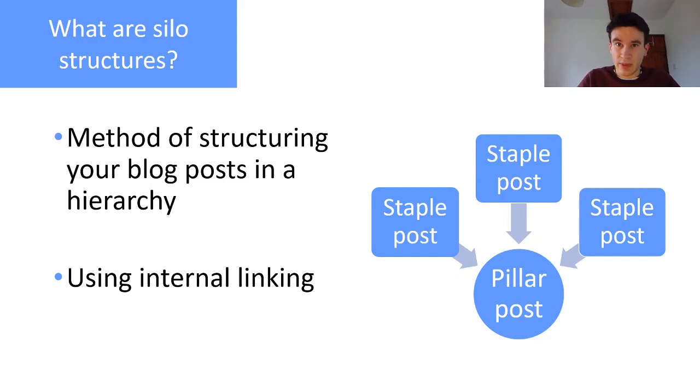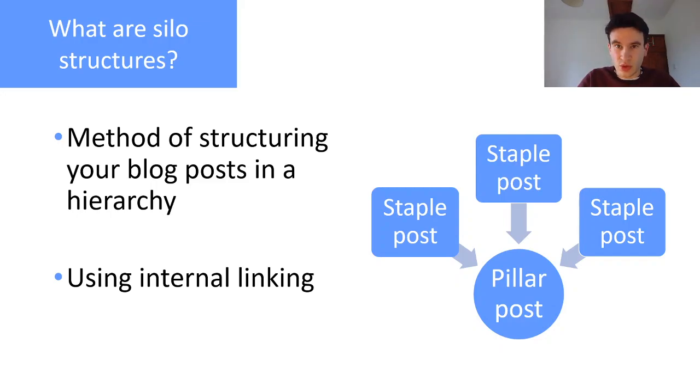Firstly, I'll talk a little bit about what content silo structures are. Content silos are essentially a method of structuring your blog posts in a hierarchy using internal linking. Internal linking is simply linking from one blog post you have to another one of your blog posts. It's not linking out to another website, it's linking internally to another one of your posts.